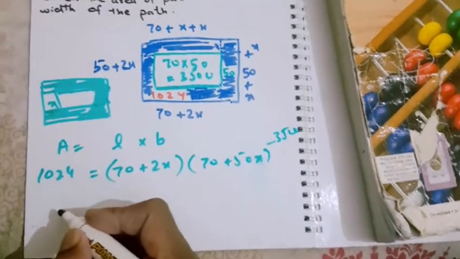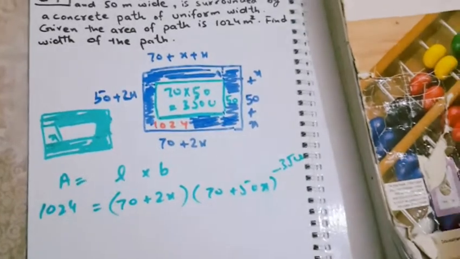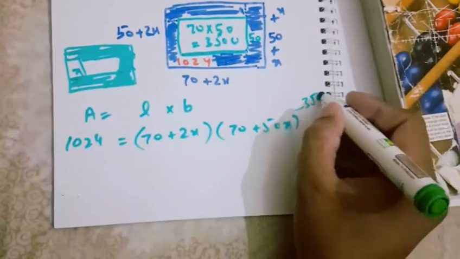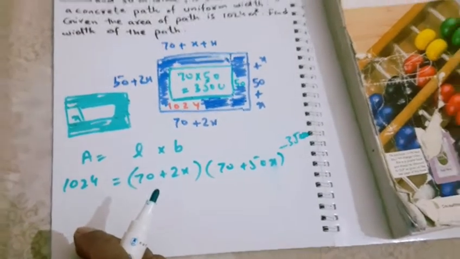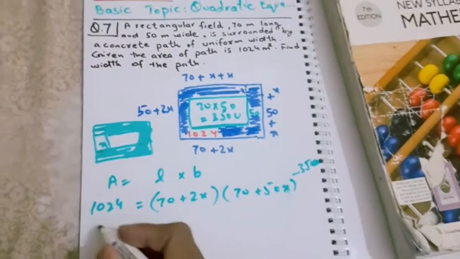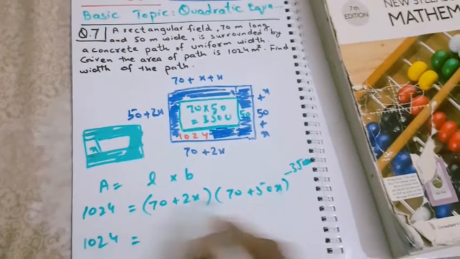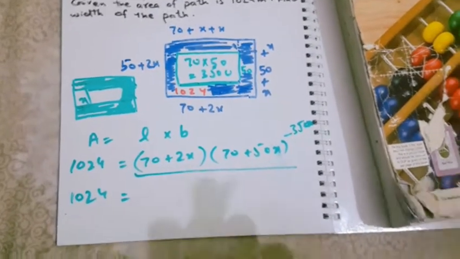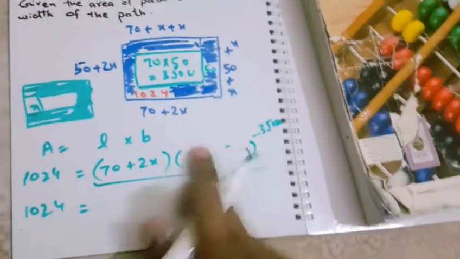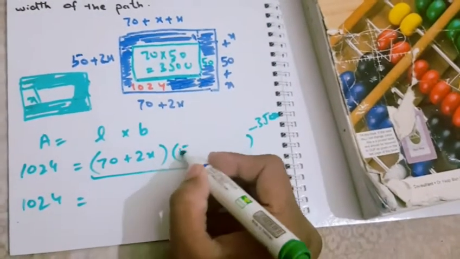That's the main point. If I am unable to complete this question in the video, then I will upload a separate video for the rest of the solution. 1024 equals the product of these two brackets. I will straight away multiply and write what comes. It is (70 plus 2x) times (50 plus 2x).